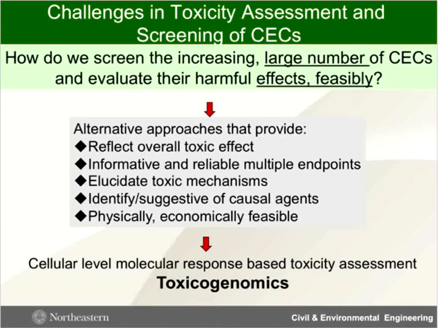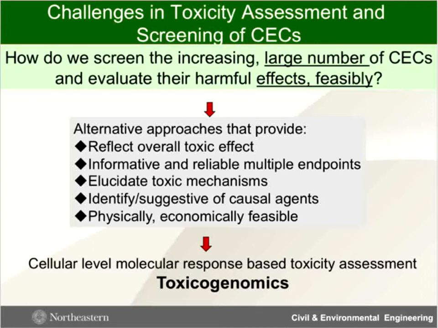And so my question is, how do we screen the increasing and ever larger number of CECs, contaminants of emerging concern, and evaluate their harmful effects feasibly? In addition to the current practice, I hope we can search for some alternative approach that can provide us a little bit of additional information. For example, I would like to reflect not only the overall toxic effect, but also, can we provide some toxic mechanism information? Can we get more informative and reliable multiple endpoints rather than a single dead-or-alive type of phenotype, one endpoint? And can we get information suggestive of causal agents?